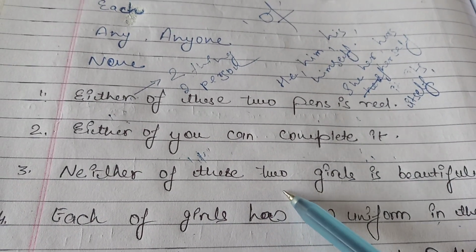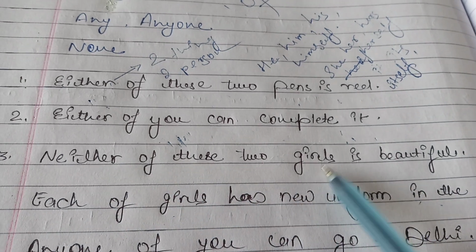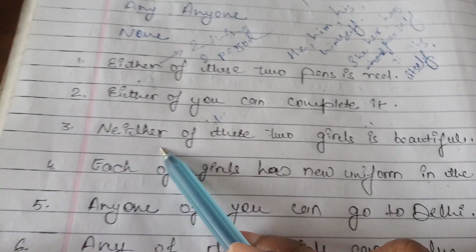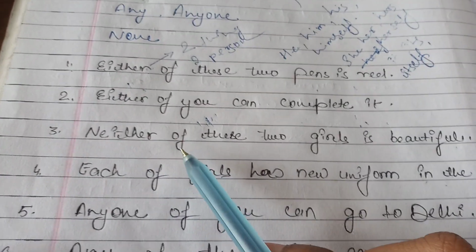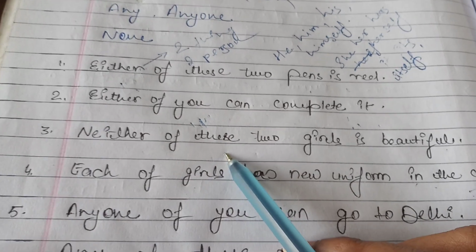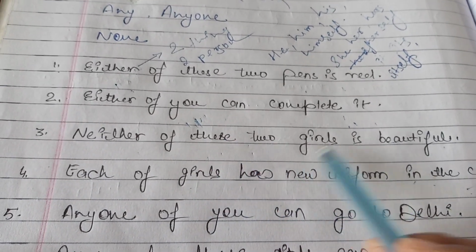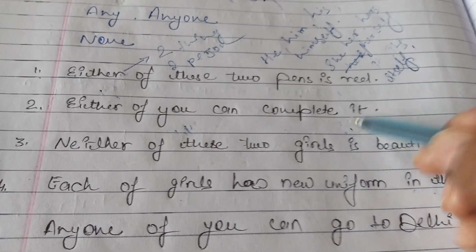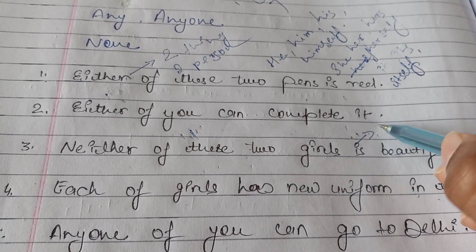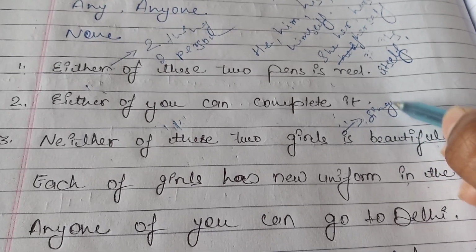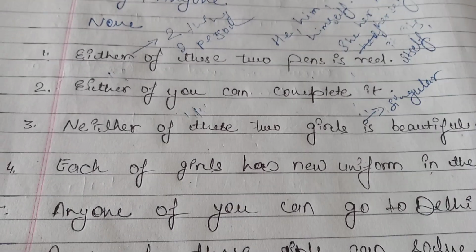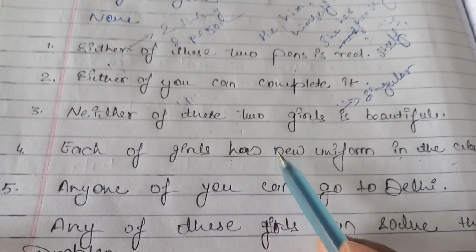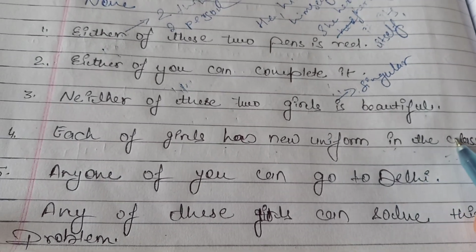Next, neither of these 2 girls is beautiful. The meaning is that neither is also a word which is used for 2 things or 2 persons. Neither of these 2 girls is beautiful, and the verb will be singular and the auxiliary verb would be singular, not plural.